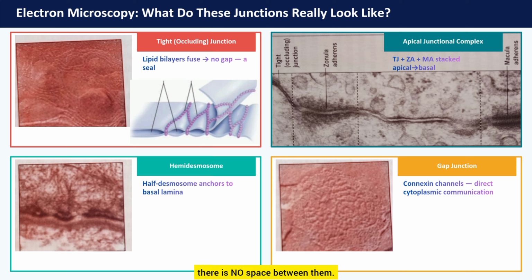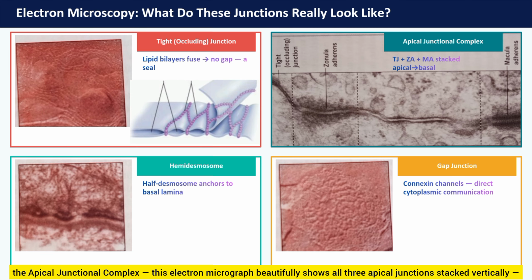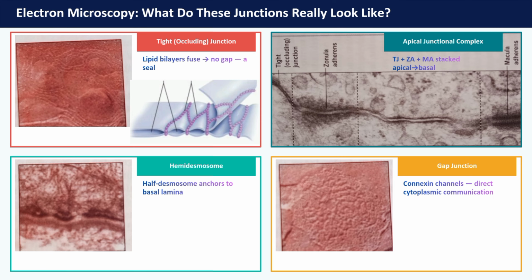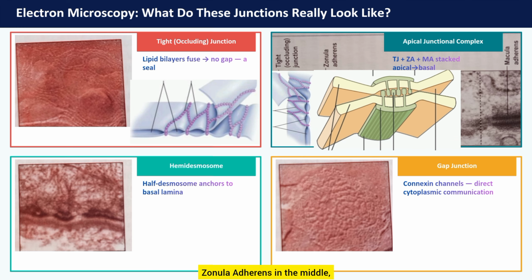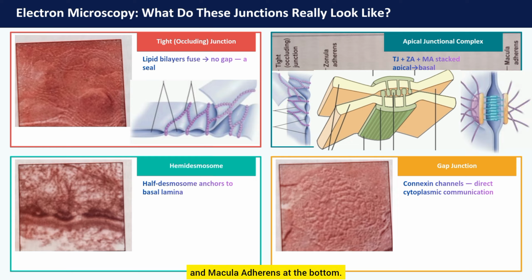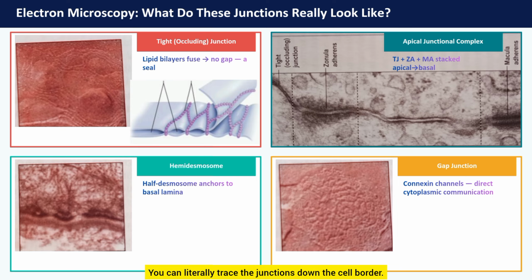There is no space between them. That's the seal. No molecules can pass through that junction paracellularly. Top right, the apical junctional complex. This electron micrograph beautifully shows all three apical junctions stacked vertically: tight junction at the top, zonula adherens in the middle, and macula adherens at the bottom. You can literally trace the junctions down the cell border.